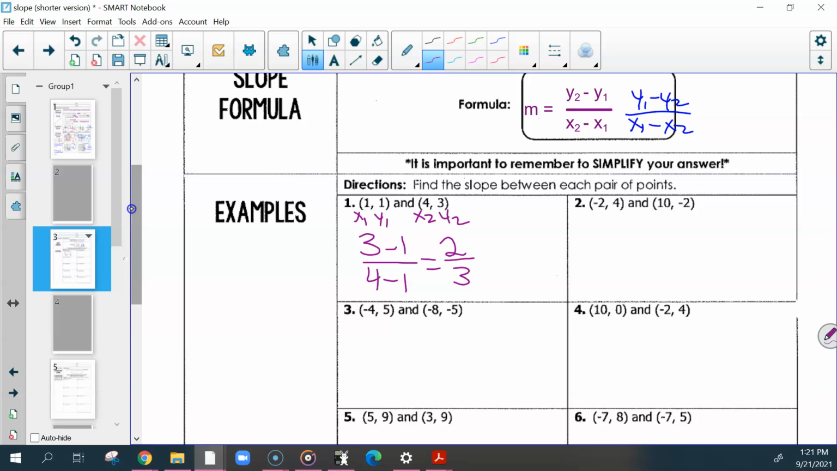Subtract both. If at all possible to simplify, do that. In this case, you cannot simplify, so you would just be left with 2/3.